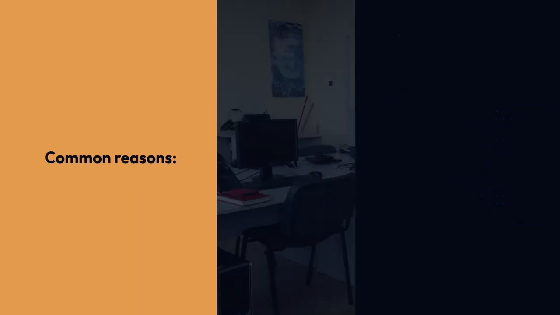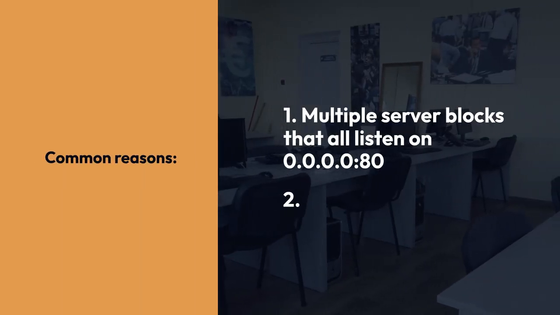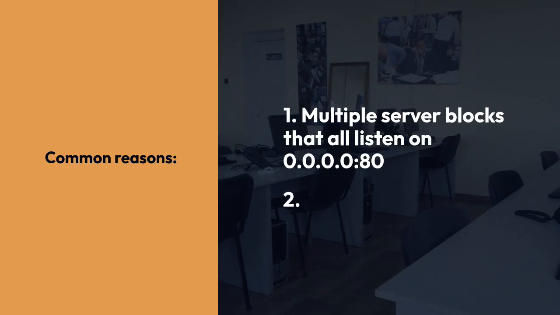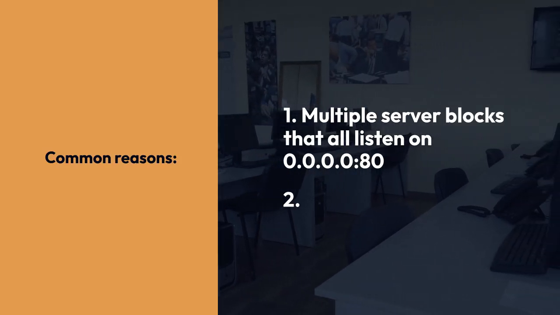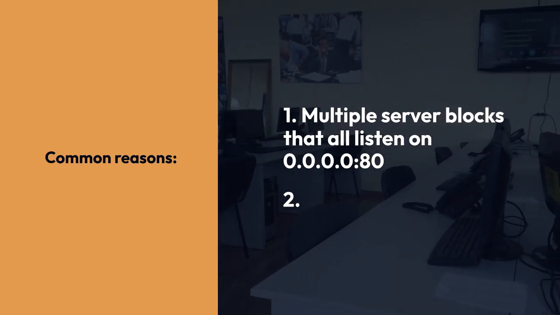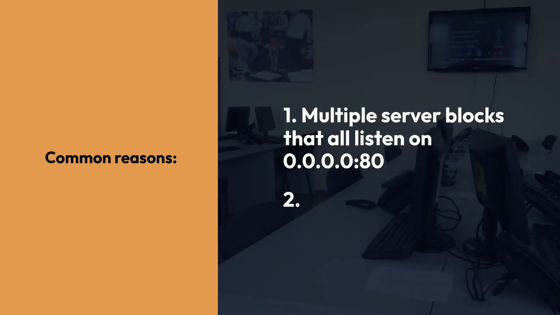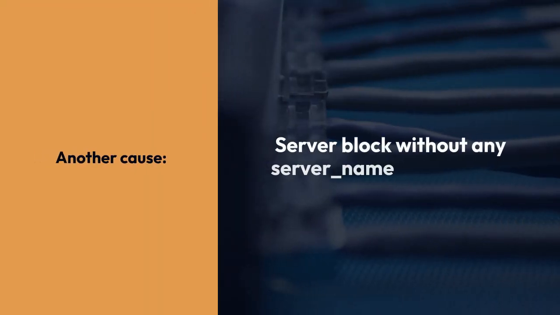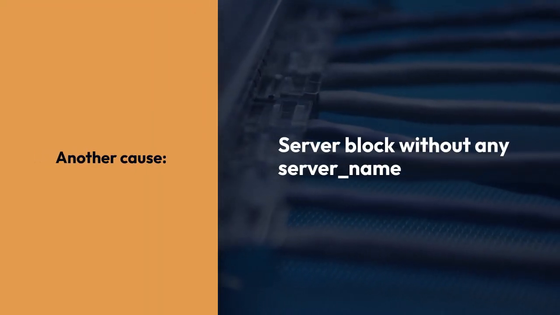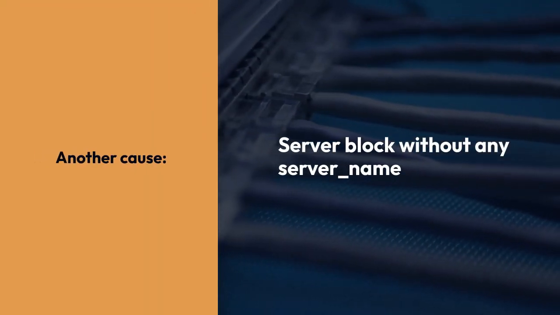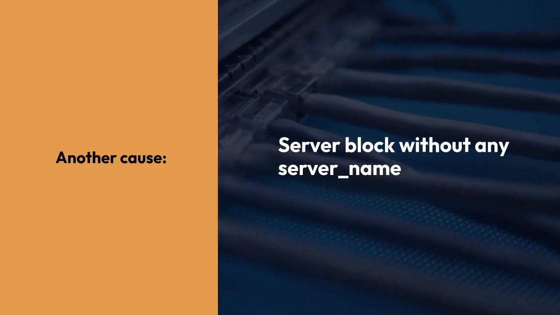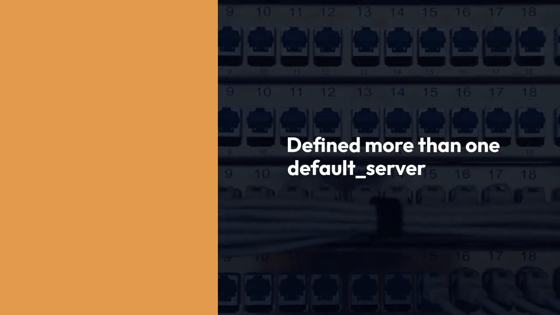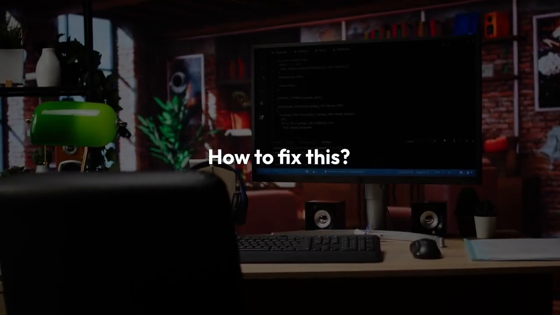So, why does this happen? A common reason is having multiple server blocks that all listen on 0.0.0.0:80 or just 80 and have overlapping or identical server_name directives. Another cause could be a server block without any server_name specified, which acts as a catch-all and can conflict with other, more specific blocks. It's also possible you have accidentally defined more than one default_server for the same listen directive, which Nginx doesn't allow.